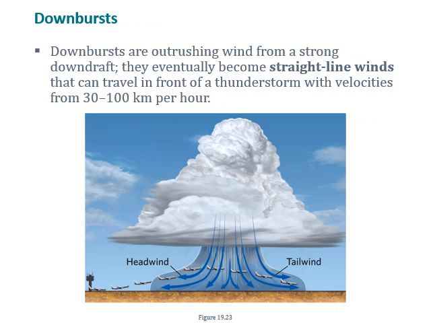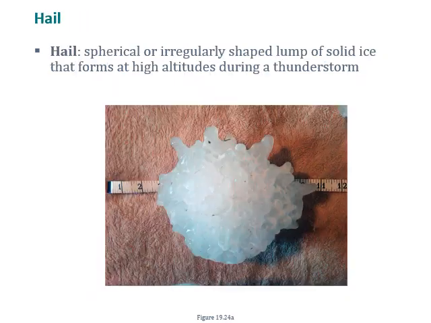Another hazard of thunderstorms are downbursts. These are outrushing winds from strong downdrafts that eventually become straight line winds that can travel in front of a thunderstorm at high velocities. So this picture shows a downburst that may produce a headwind or a tailwind depending on the location of the plane relative to the direction of the wind.